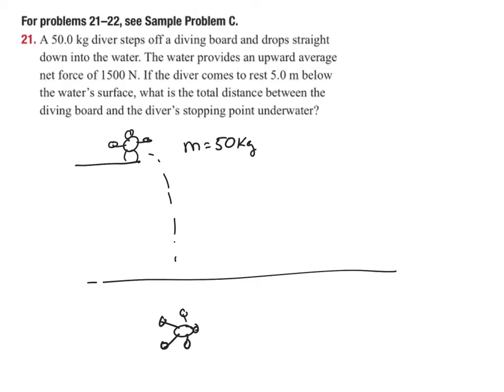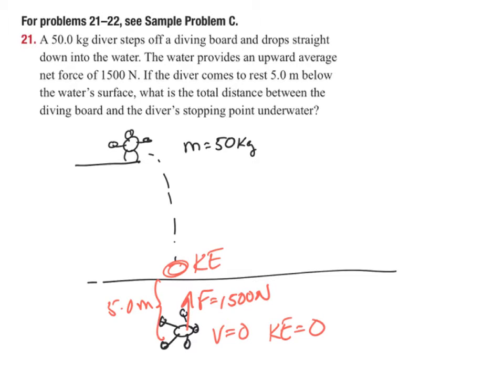The water is acting on him with a 1,500 Newton force, and he comes to rest 5 meters below the surface. Okay, this is a problem where all the kinetic energy this guy had at this point right here, all this KE, is turned into nothing. So the velocity here is where he stops. So KE is 0 here.